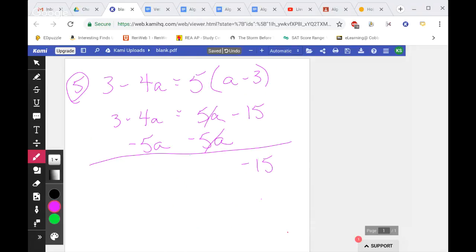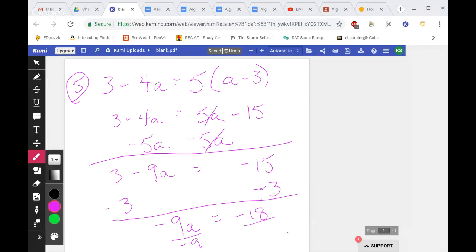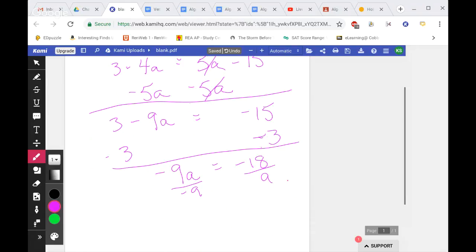That leaves me a negative 15. And this is going to be 3. And then negative 4a minus 5a is going to be negative 9a. And then I'm going to subtract 3 from both sides. Negative 9a equals negative 18. Divide each side by negative 9. And that leaves me with a positive 2.